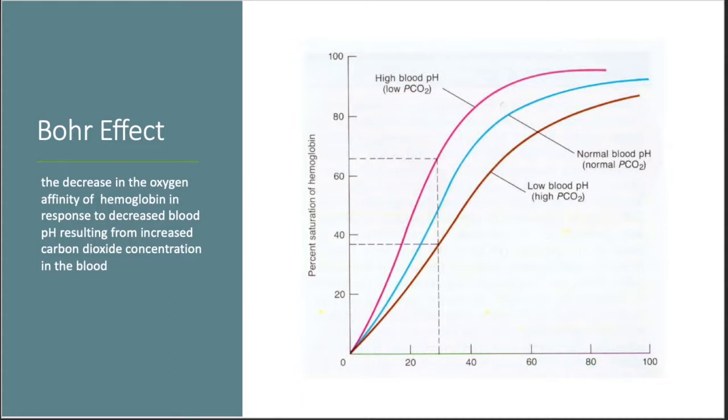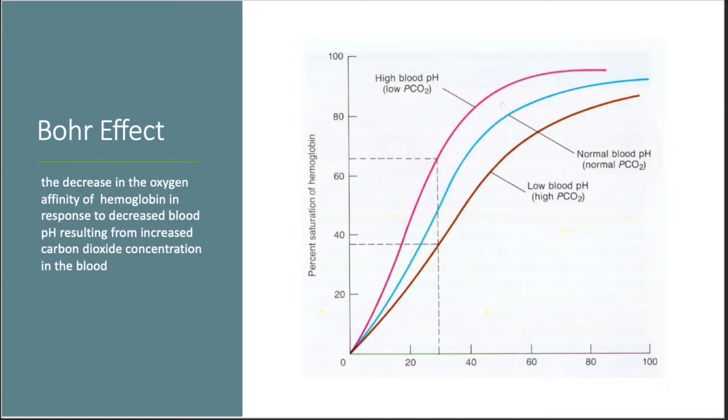So basically, what is the Bohr effect? I'm going to read it directly off the slide: the decrease in the oxygen affinity of hemoglobin in response to the decreased blood pH resulting from increased carbon dioxide concentration in the blood. Well, let's give that same example that I used earlier when you're talking about the Bohr effect for exercise.